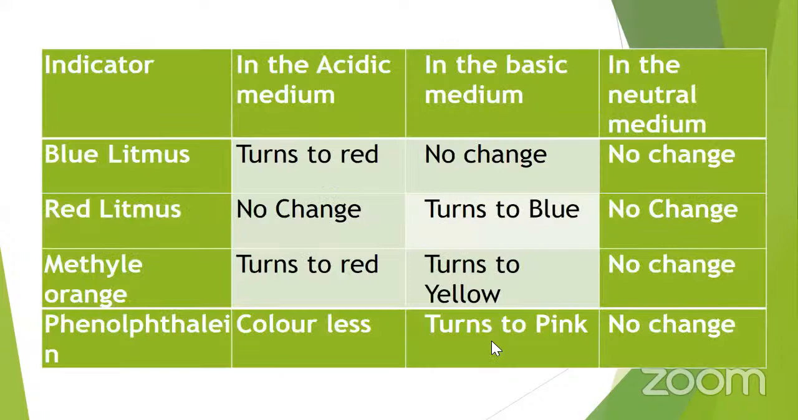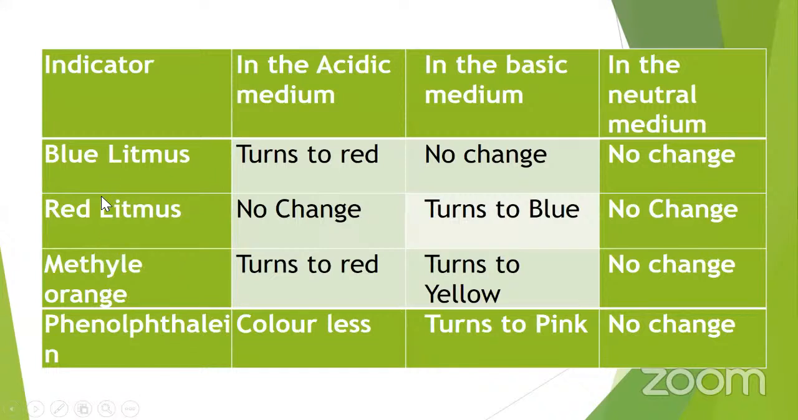Next, to test acids and bases, we have some indicators. We have to test the acids and bases. We have some indicators. See, we have seen 4 types of indicators here. Up to 7th level, it's okay. Okay, 4 indicators. What are those? Blue litmus, red litmus, methyl orange, and phenolphthalein.